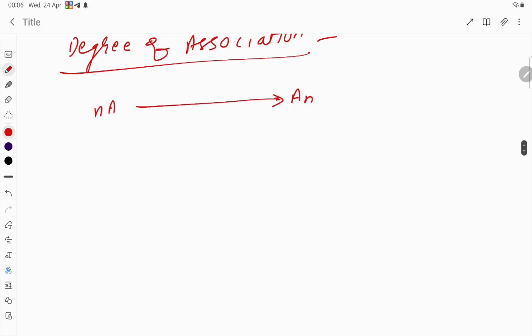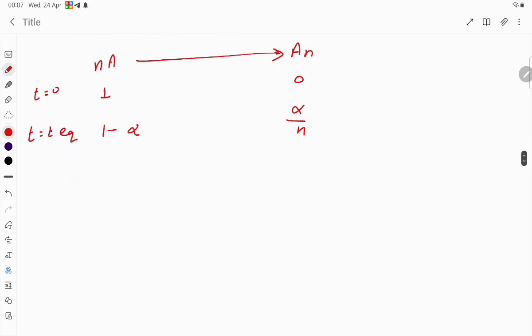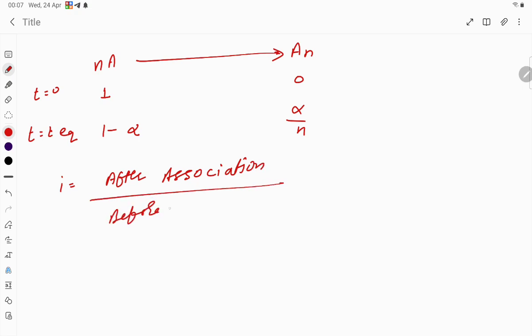Now, at t equal to 0, suppose I am taking this one as 1, so the product is going to be 0. And at t equal to t equilibrium, it is 1 minus alpha, and the product is going to be alpha by n. So i is equal to the moles after association divided by the moles before association. It's going to be very simple.